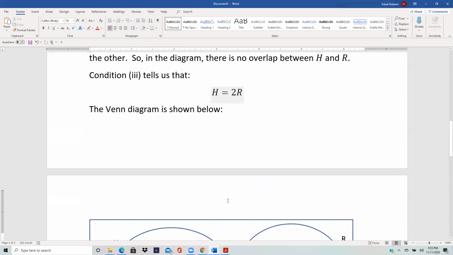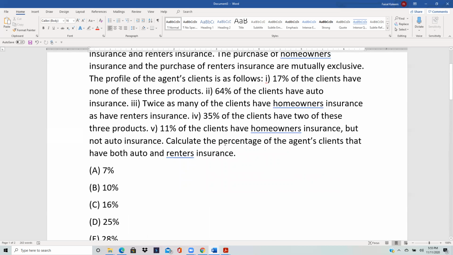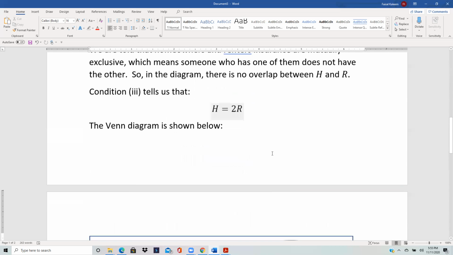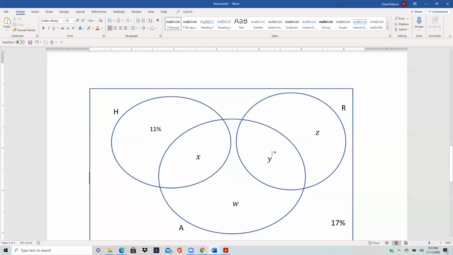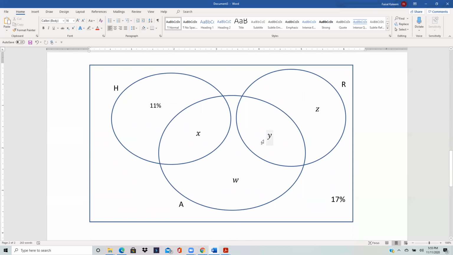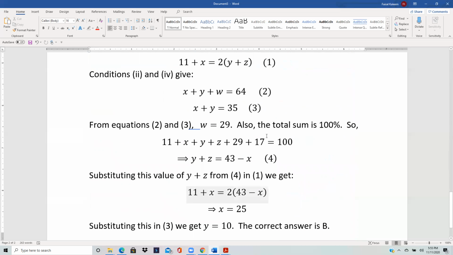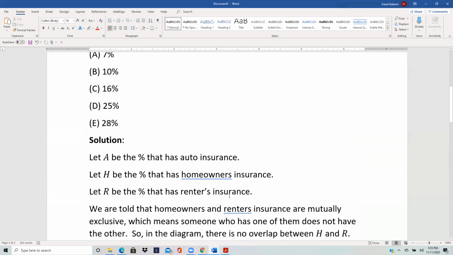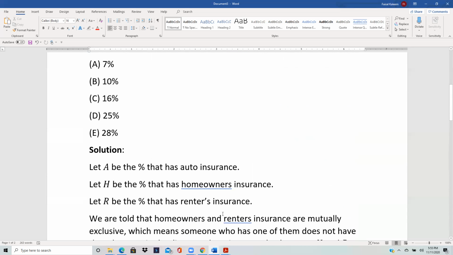And remember, the question was to calculate the percent that have both auto and renters. So both auto and renters is actually Y. Y is the overlap of auto and renter. So the goal is to find Y. And now we are at the stage where we have found X and we have this equation. When I substitute X equals 25 in this equation, I get Y equals 10. And that means the correct answer is B, 10%. I was just not writing the percentages with all of them.